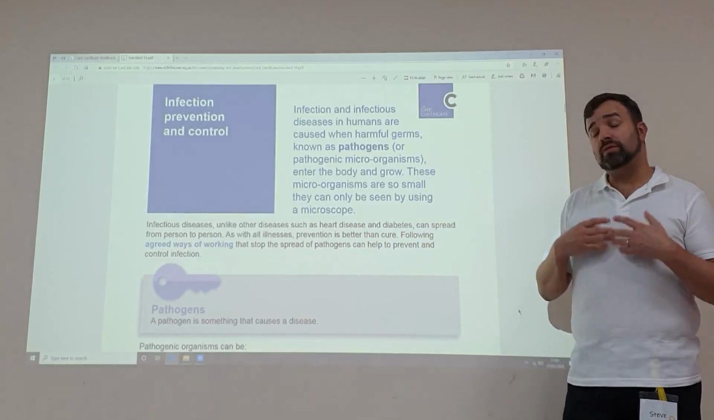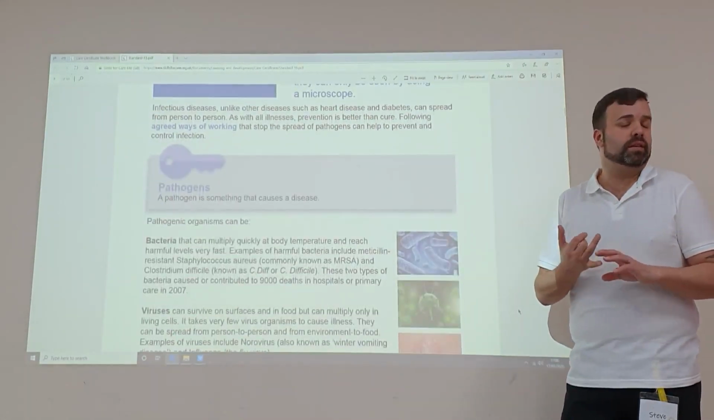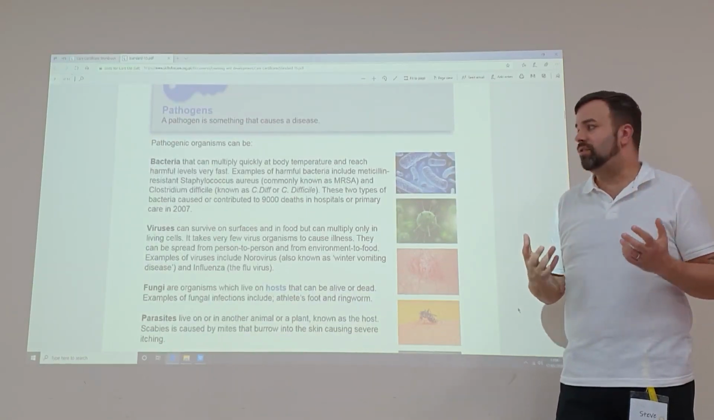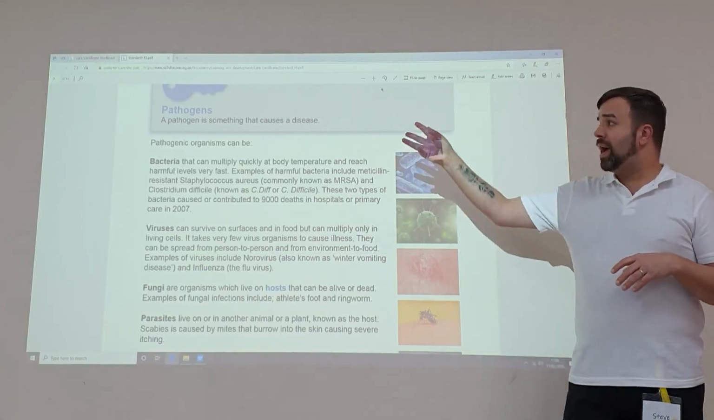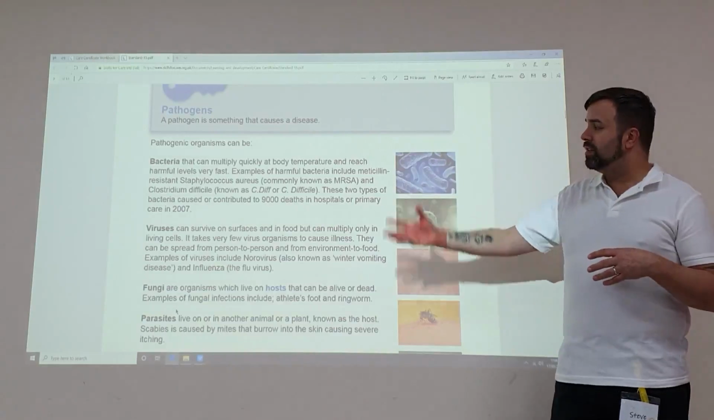Infectious diseases can also come about and cause health complications. They can trigger things such as seizures, strokes, cardiac arrests, etc. So it's important we work alongside them. Pathogens sometimes cause disease as well, and they fall into different areas.